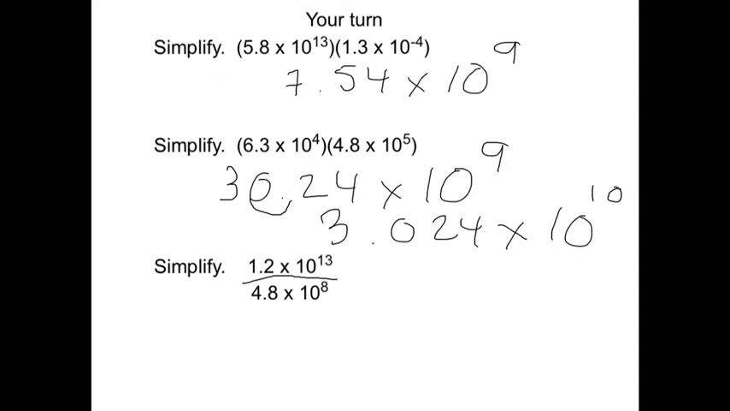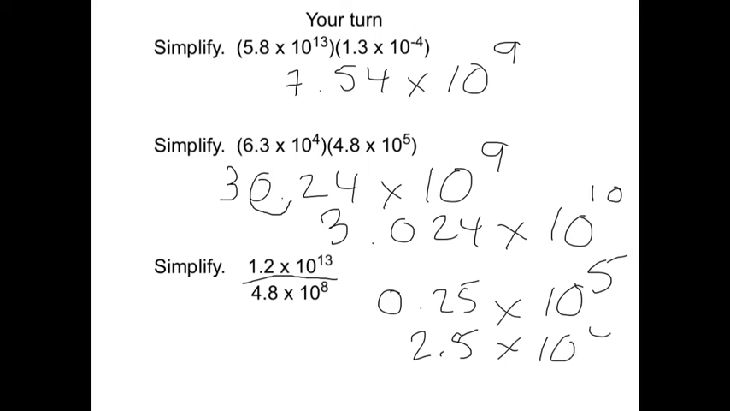In the final problem, when I divide 1.2 by 4.8, because it's a division problem, I get 0.25. When I subtract my exponents, I get 10 to the 5th. 0.25 is less than 1, so I move the decimal point 1 additional place to the right, which would give me 2.5, which is a legitimate number in scientific notation to have as my first number. It is between 1 and 10, and now I subtract 1 from my exponent.